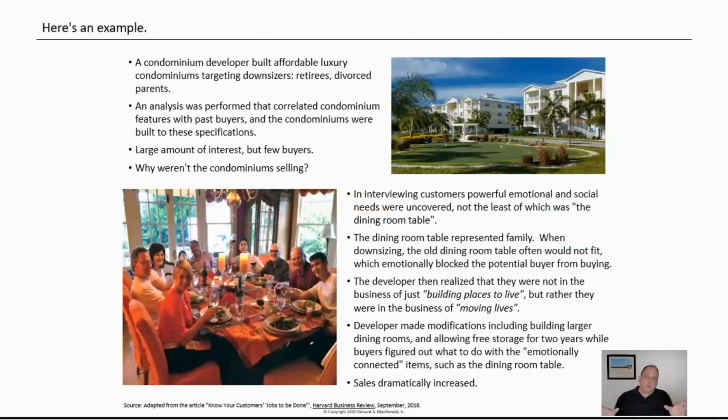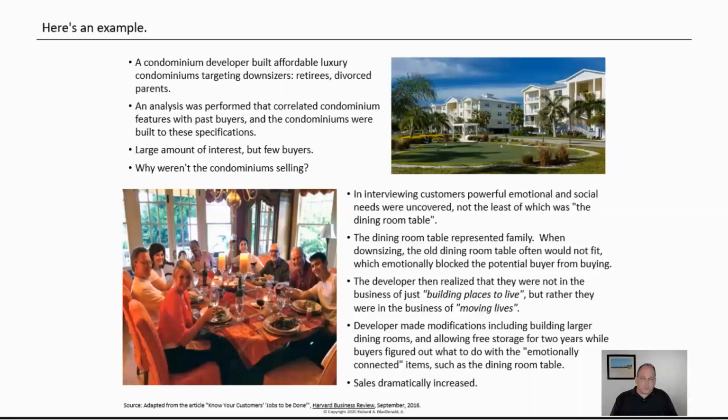In this example, there was a condominium company that built condominiums on a nice golf course, targeting downsizers, people who either got divorced or were reaching retirement and wanted to downsize into a smaller place, but still have a nice place. So these were affordable but luxury condominiums that seemed to be ideally suited for this group, according to the research. And they did have a data scientist draw all the correlations. What's the correlation for people who are buying these types of condominiums?